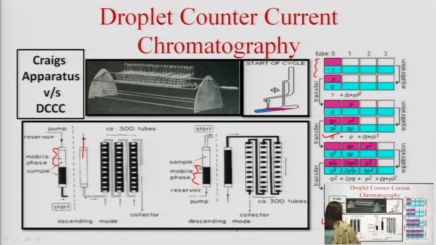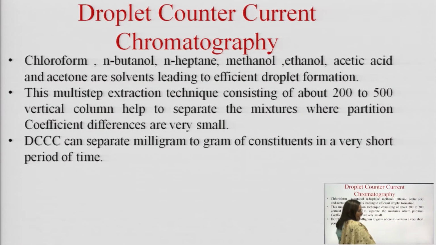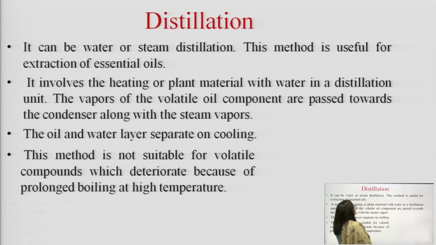This droplet will move through the column, and while moving through the column, there will be partitioning and separation of the material. Further, this droplet will move into tube T2, then tube 3, 4, and likewise some 200 to 500 such tubular arrangements would be kept, and finally the separated material would be collected at this stage.